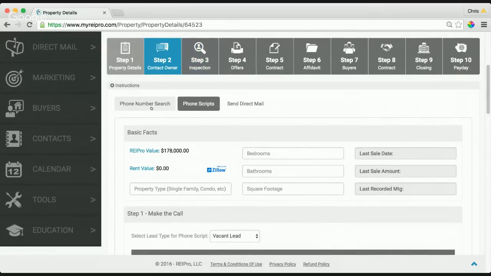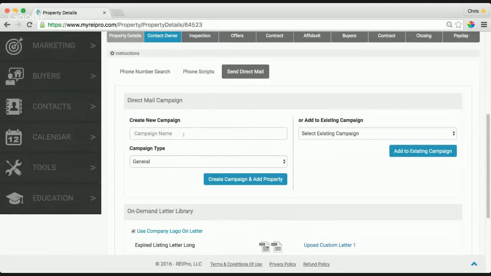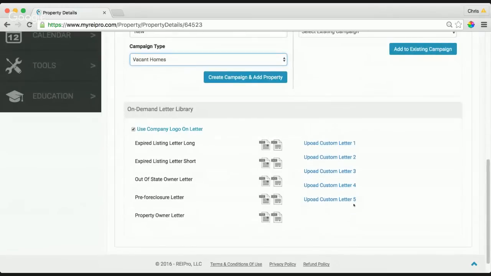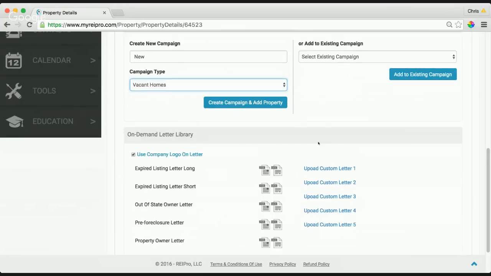Now, if you can't find the phone number from the phone search, you want to send direct mail. You would simply click the send direct mail, and then I'll just put new here. And then you can put a campaign type. I'll put vacant homes, and then I can create campaign and add property. We also have some letters down here that you can manually print off, or you can pull them up in a Word doc, and you can edit those as you want. You can also upload a custom letter that maybe you have, for those of you that have been in the business, that works like a charm. You want to upload it into REI Pro just to simplify your life. You can do that as well.